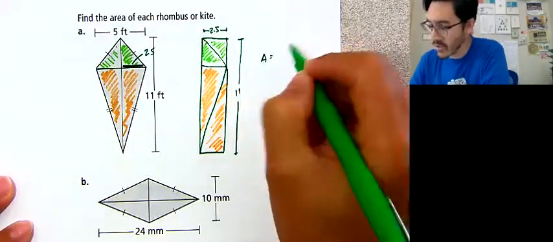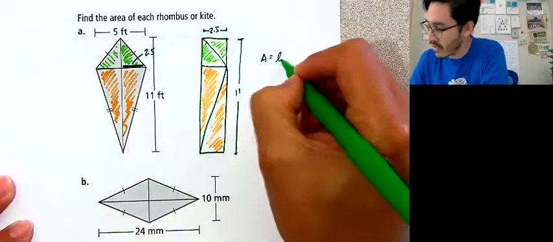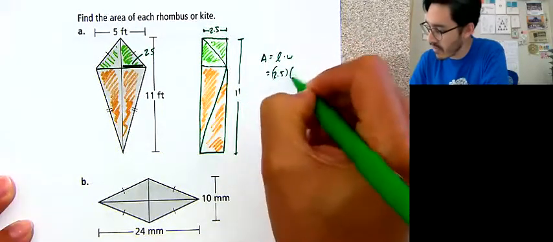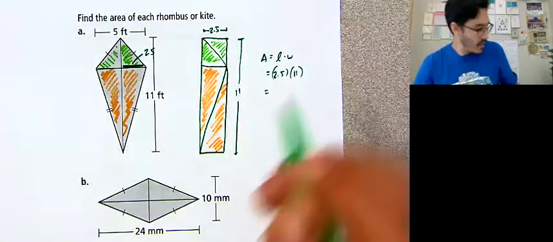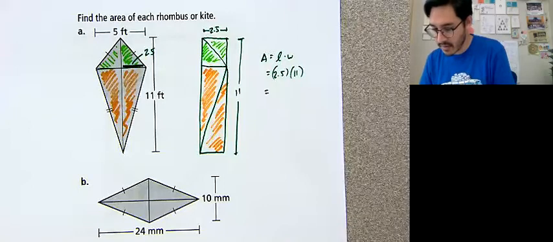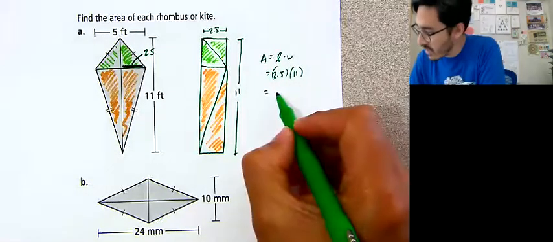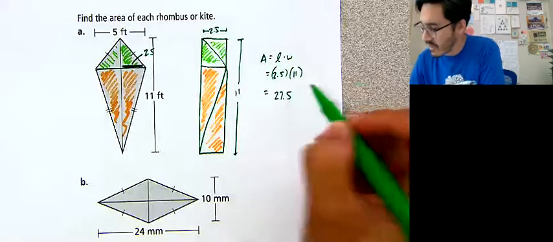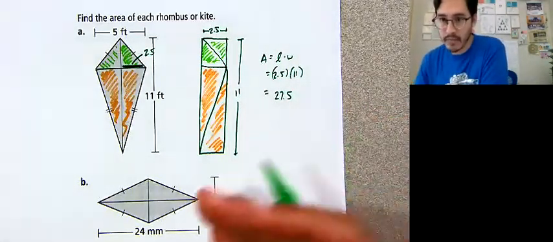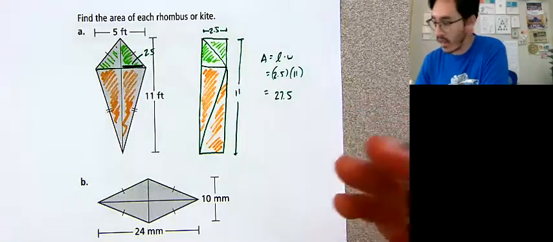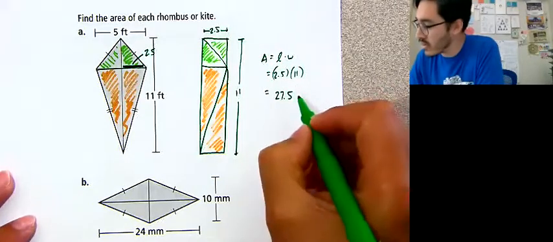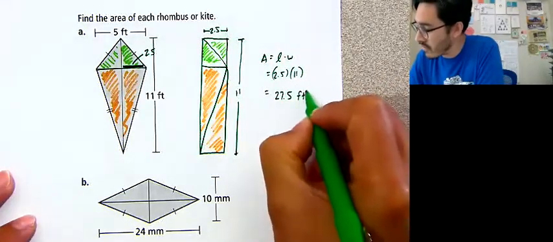So by restitching, we form a rectangle, and the area of a rectangle is length times width. So 2.5 times 11. And let me go ahead and calculate that for you guys. 27.5. Now since we're talking about area, area has two dimensions, length and width, so its units are going to be squared units, because of the two dimensions. So we'll say feet squared.